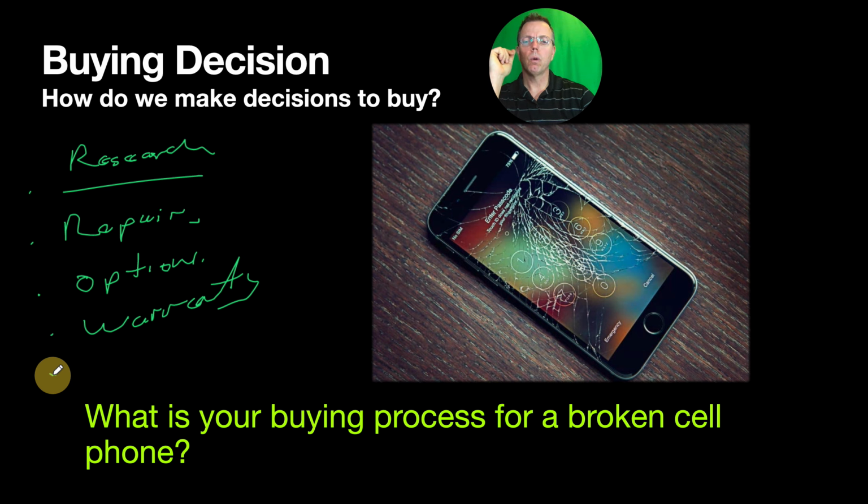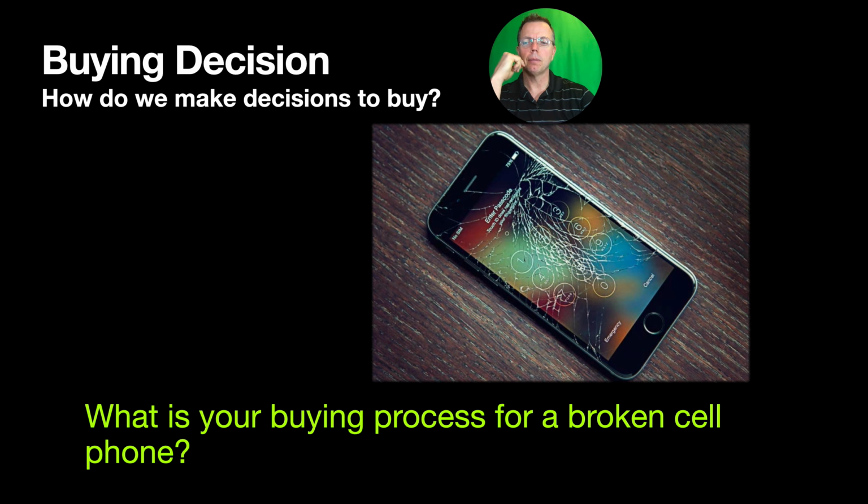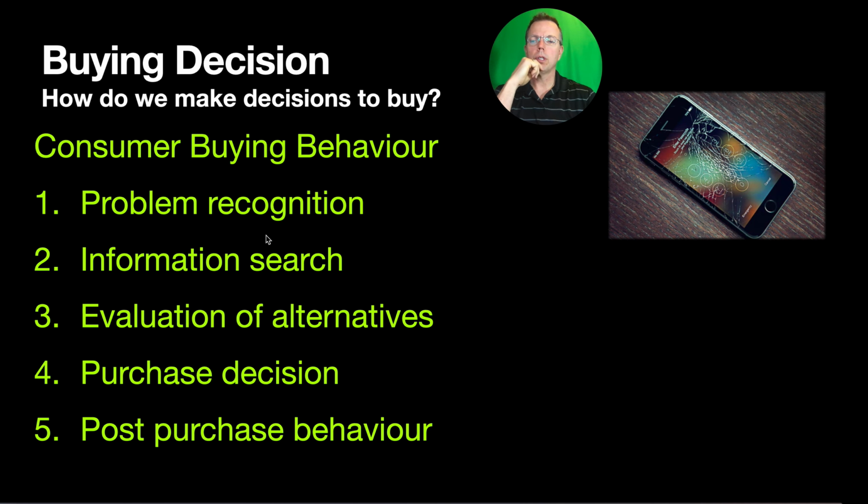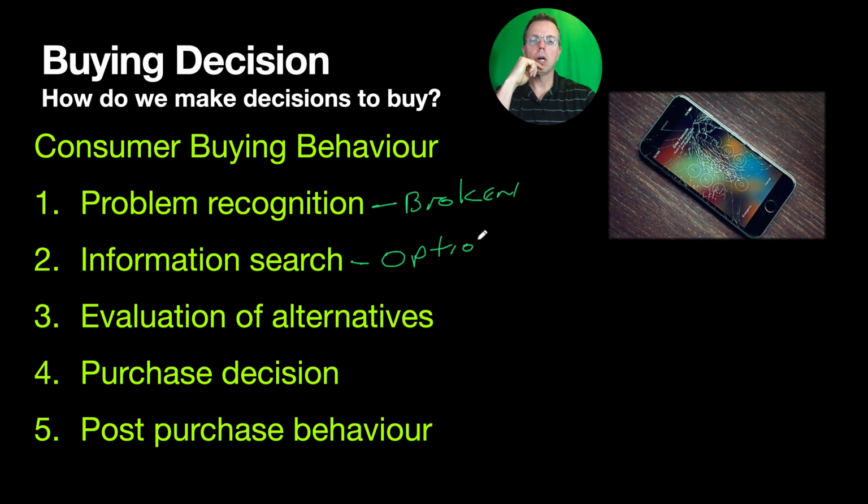So let's look at the consumer's buying process and how they make a decision to buy. We're going to just use a cell phone as an example, but let's look at a step-by-step. So here we go. Problem recognition. Okay. So with problem recognition, we realize we've got a broken phone, right? Or something that we need to fulfill our needs. The next step is we're going to do some information search. We're going to see what options are out there. Can we get it fixed? Just break down what are all the options.